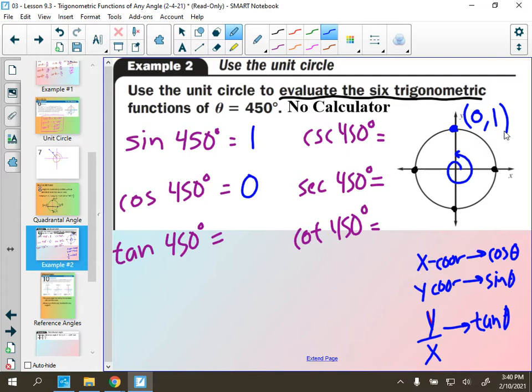Now we have to be a little bit careful here. When I take the y coordinate and put it over the x coordinate, y over x is 1 over 0. Let's simplify that. What is 1 divided by 0 without a calculator? Is it 0? No. Don't just leave it as 1 over 0, you're not finishing it. We should say it's undefined. So the tangent of 450 degrees is undefined. If you don't believe me, type it in your calculator just for the sake of checking.